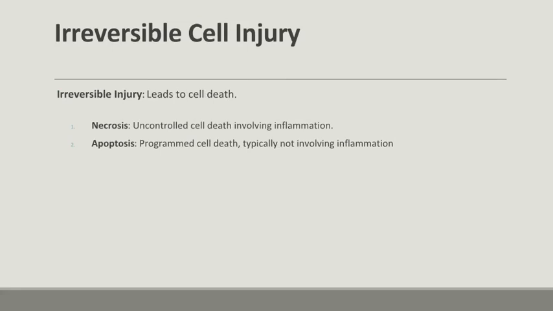Irreversible cell injury. If the damage is too severe or persistent, the injury becomes irreversible, leading to cell death. Types of cell death. Necrosis. Uncontrolled cell death due to acute injury, which results in inflammation. Apoptosis. Programmed cell death, which is a controlled process, typically not associated with inflammation.